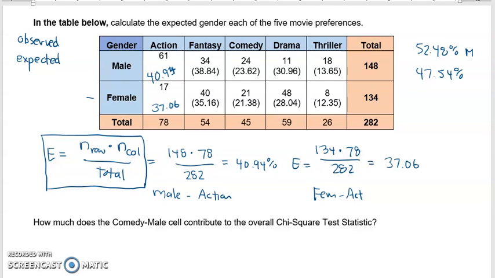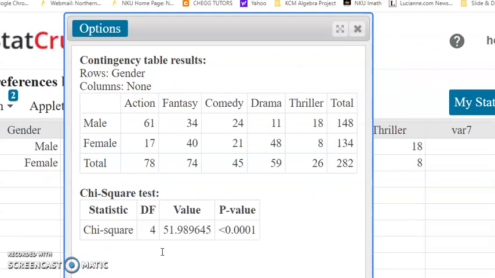Now, the chi-squared statistic, that's a tongue twister, is given by the formula chi-squared equals the sum of observed minus expected, squared, over the expected count. The sum means you're going to do that for each cell. There are 10 values in this case, and you find observed minus expected squared over expected for each cell, and then add up those 10 values. If you look at StatCrunch, you're going to get a total of 51.99.